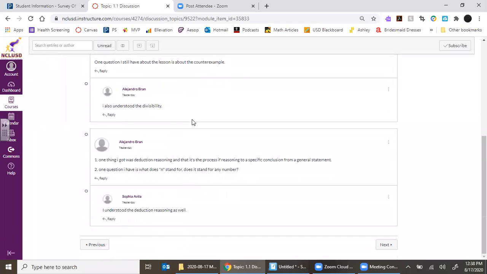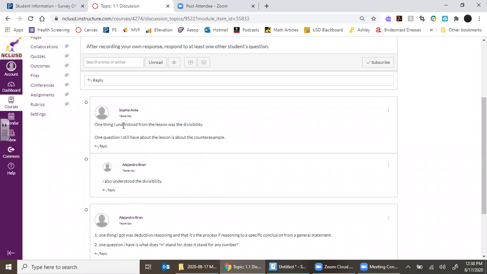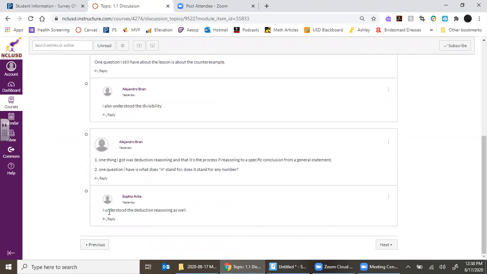I'm going to pick on Sophia and Alex really quick, because they got it done already. So Sophia said, one thing I understood from the lesson was divisibility. One question I still have was about the counterexample. Alex also did his response, but Alex commented on Sophie's original response. So he said, yes, I also understood the divisibility. And then Sophie commented on Alex saying, yes, she understood deduction as well.